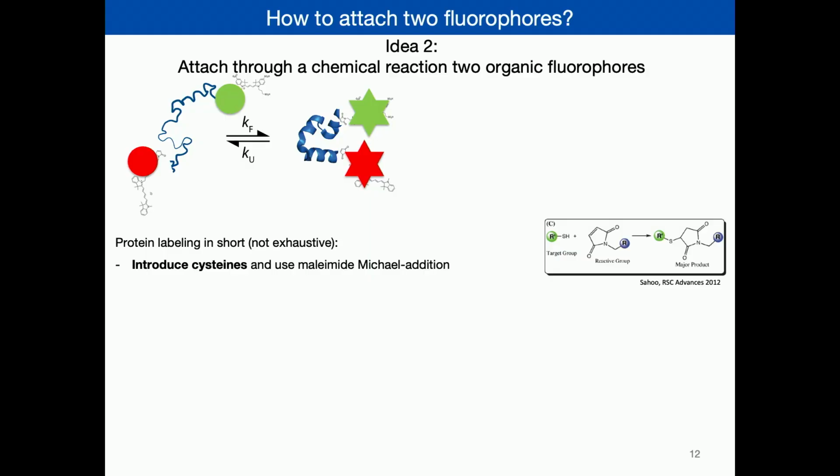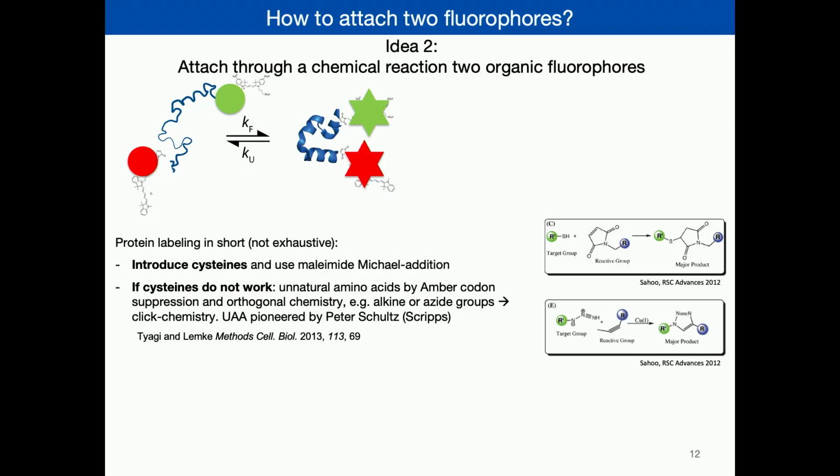And the easiest way is you introduce cysteines to your protein of interest, and then you use a maleimide-Michael addition reaction. This is one of our favorite approaches, not because of the Michael, but this is a very simple reaction. This is a reaction scheme here. So you can throw things together, wait a little bit, and then you purify it, and then you typically have fluorophores on your protein. If that does not work, for instance, your protein might have 20 native cysteines, and you do not want to remove these cysteines, you have to come up with other ways.